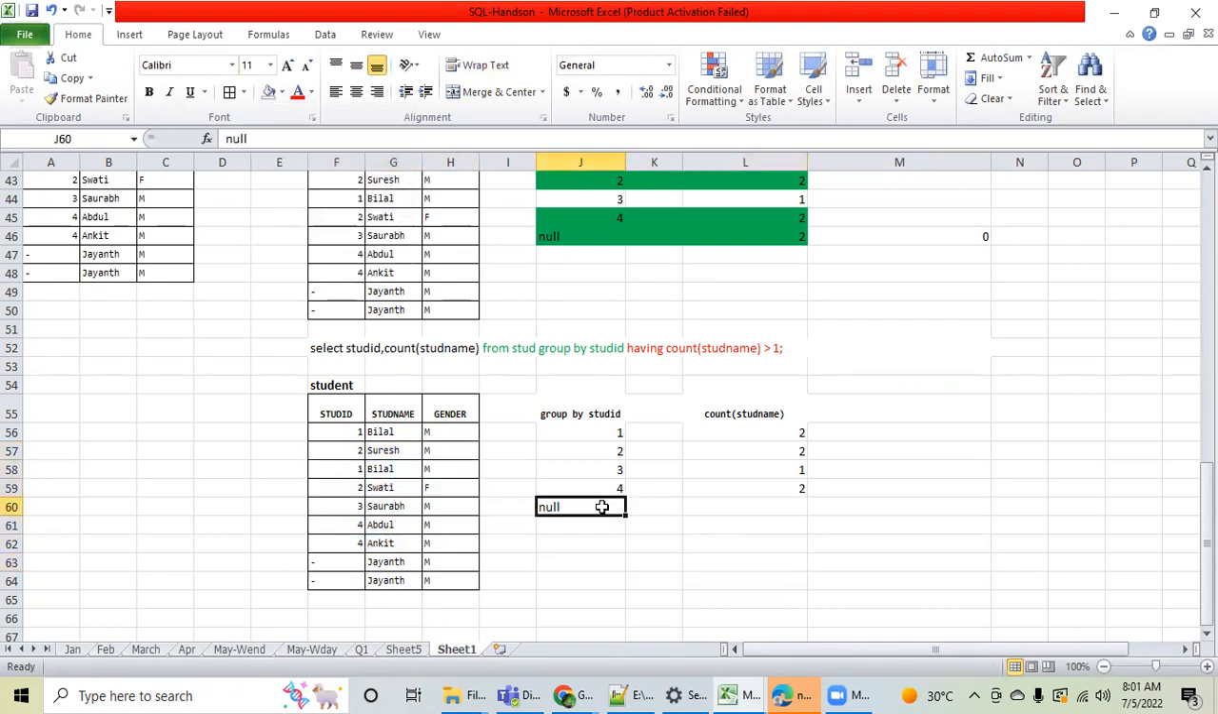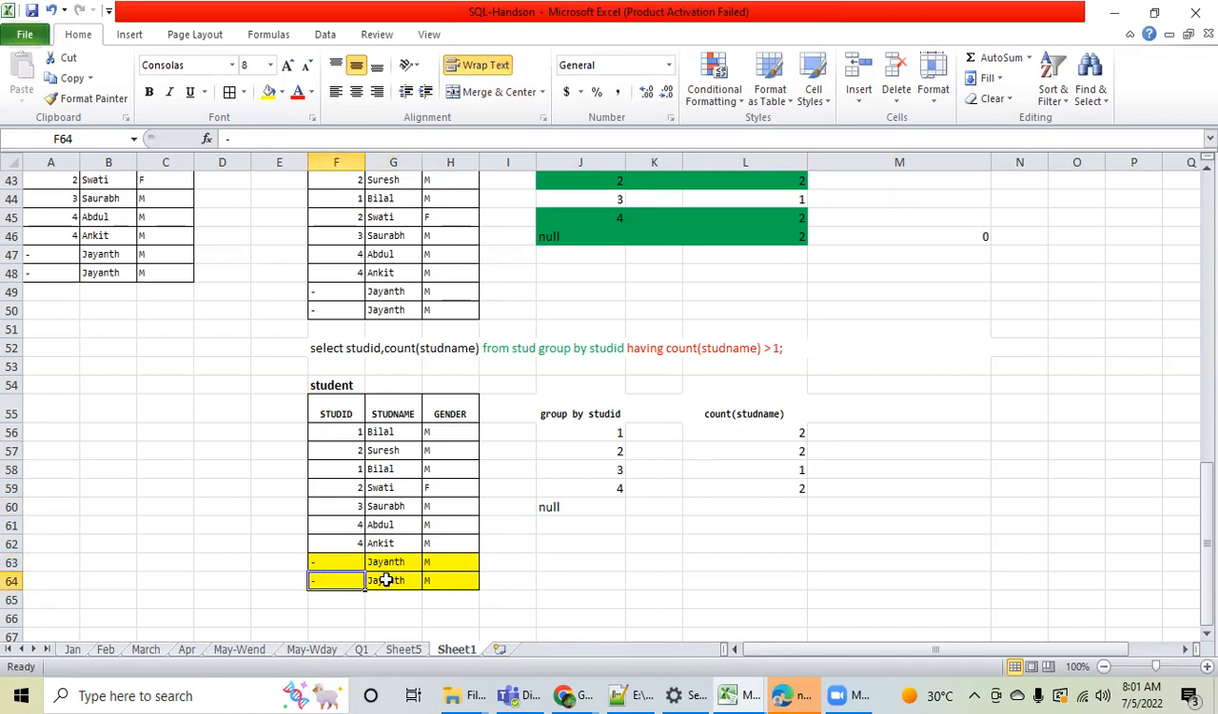Now, coming to the last one, null. For this null, now try to understand this one. This is the important one. For null, what you want to count? You want to count a student name. For this null, do you have any student name here? Yes. Will this count of a student name consider it? Yes. Right? Okay.